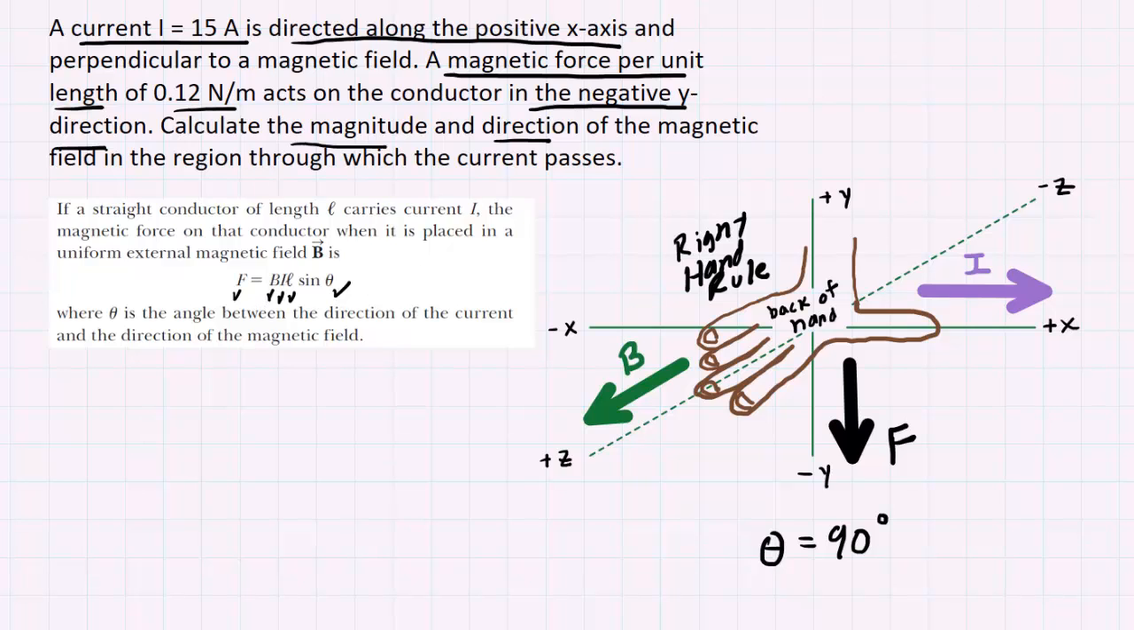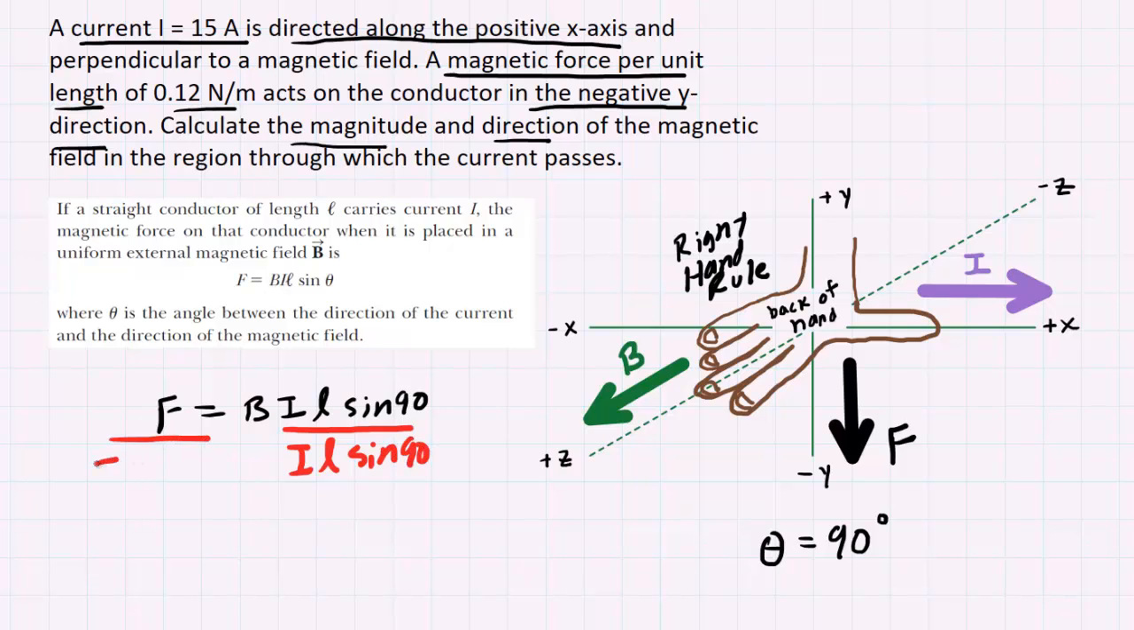We're going to rearrange the given equation so that we can solve for the magnetic field strength. Let's recopy it over here first. And in order to isolate the magnetic field, we will divide both sides by the quantity IL sine of 90. They'll cancel out on the right-hand side. So now we can see that the magnetic field strength, B, is going to equal the force divided by IL sine theta.